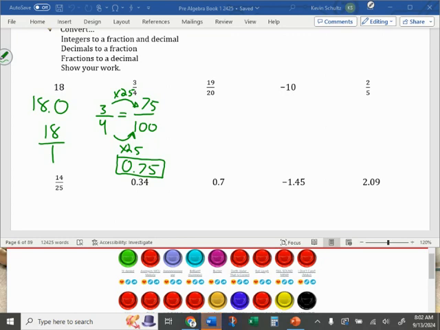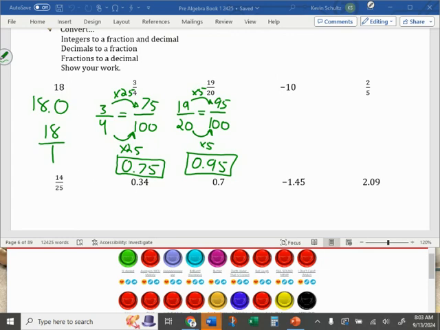Okay. 19 twentieths. We'll do another one here. We want to set this to be a fraction with a denominator of 100. What is that scale factor going to be here? Lauren? 5. 20 times 5 is 100. 19 times 5? Quick maths, anybody? If 25 is 100, 19 fives would be 95. So 95 over 100 can also be said as 95 hundredths. That decimal, 0.95.